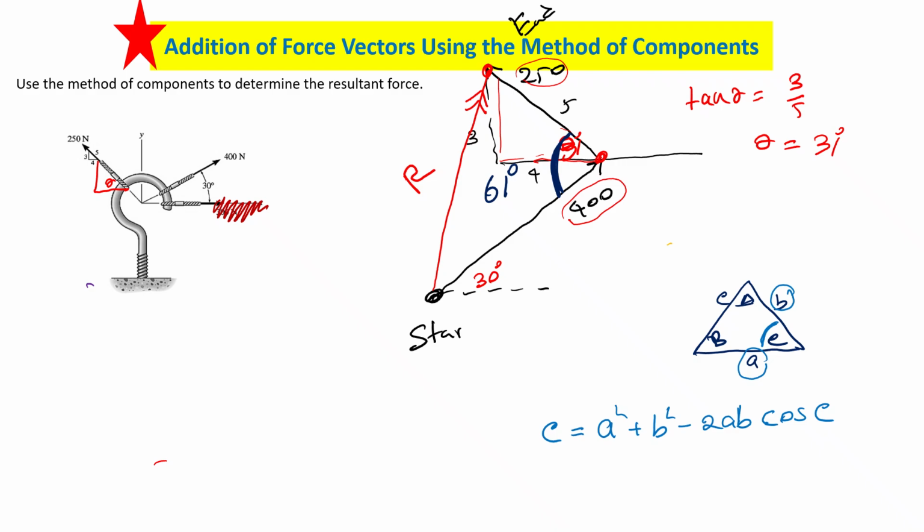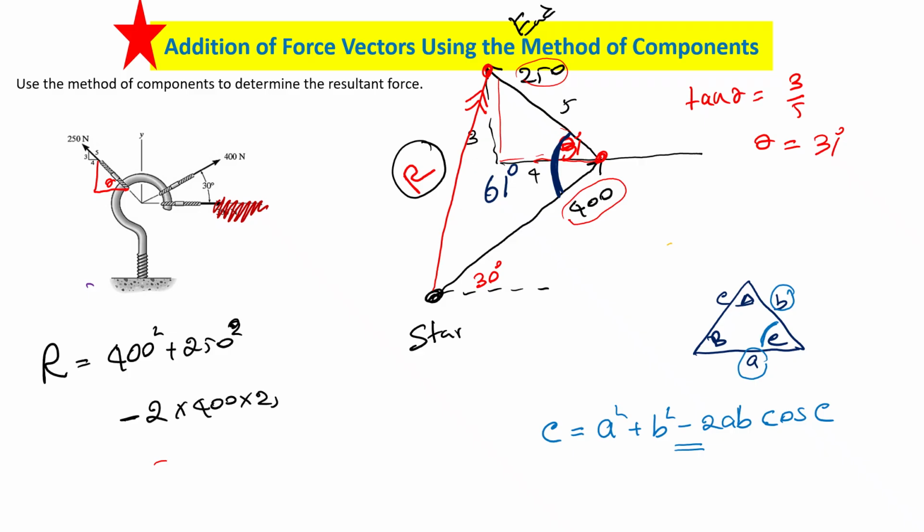Is this right or wrong? Have you done this or not? Okay, so can you use this? Can we use this and find this R? Do we know the two lengths and the angle between two lengths? Yes, so we can write R is what? 400 squared plus 250 squared minus 2 times 400 times 250 times cos 61. Agree? And this is, sorry, c squared and this is R squared.